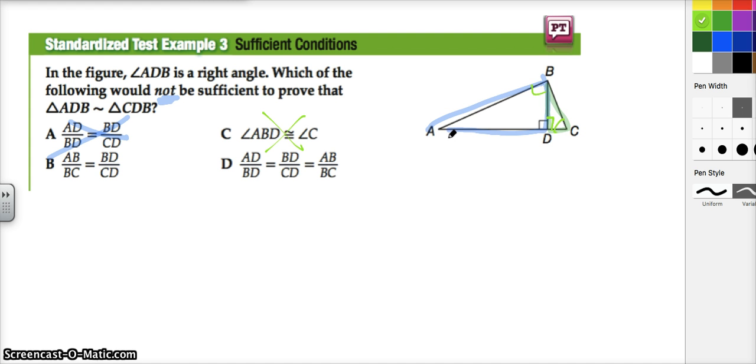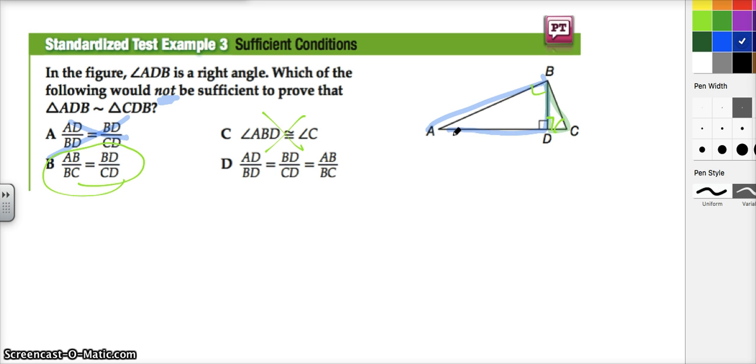Let's look at B. So AB to BC is proportional to BD to CD. I need to think about that. So this angle to this angle, this side to this side, and then this side to this side. This one does not look like enough for me, so I'm going to hold on to it for a second, but I need to check this one. I want to be sure that I can isolate this one as enough, because if this one's enough and this one is causing me confusion, then I know that this is the guy.